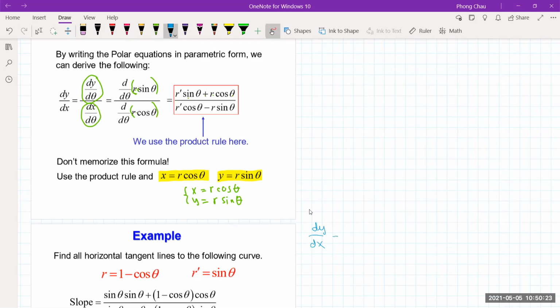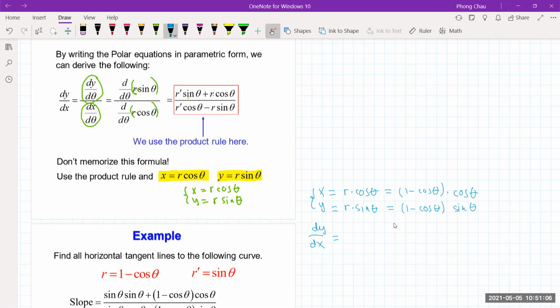But what is x and what is y? We don't have x and y yet. We only have r, given as r equals 1 minus cosine theta. But again, don't forget x is always r times cosine theta, and y is r times sine theta. Then r is given as 1 minus cosine theta. So x is 1 minus cosine theta times cosine theta, and y is 1 minus cosine theta times sine theta.